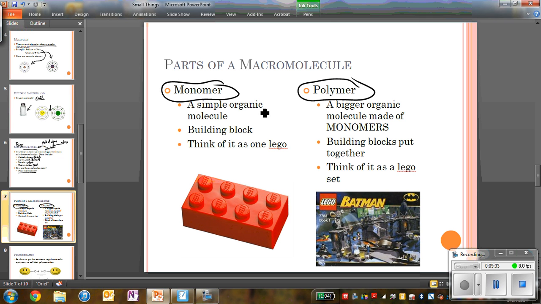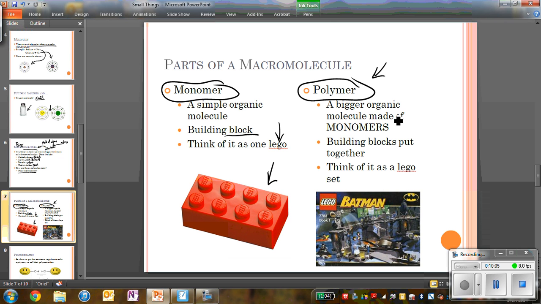Okay, so the monomer is the simple molecule. It is very small. Think of it as a building block. And if you really want to think of it in a different way, think of it as one Lego. If you still play with Legos, or if you ever did, a Lego is just a toy you use to build structures out of. So this is one tiny little Lego brick. Okay? As you put them together to build a spaceship or a castle or something like that, you make polymers.